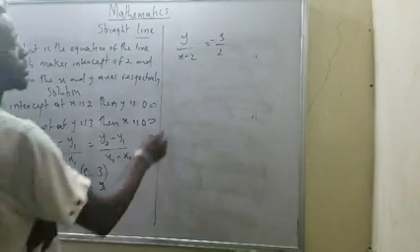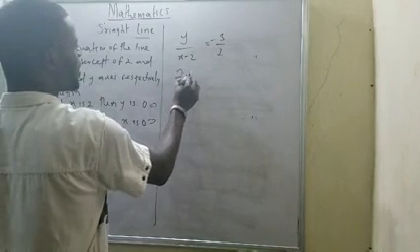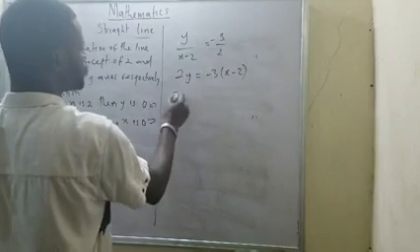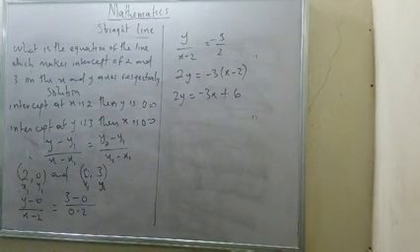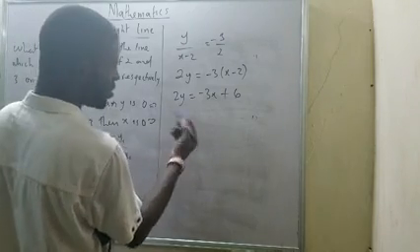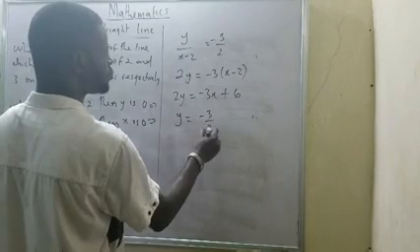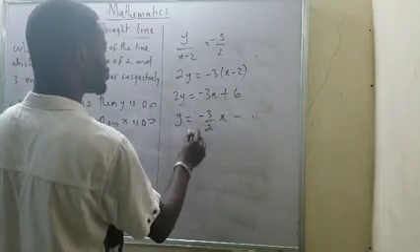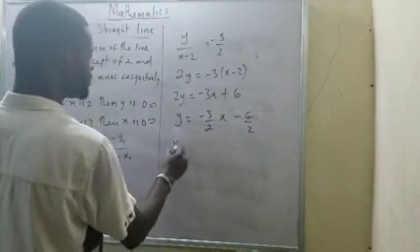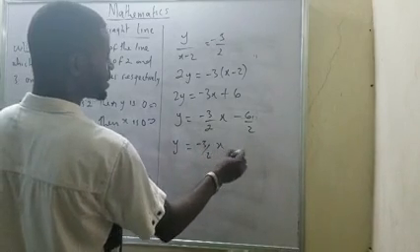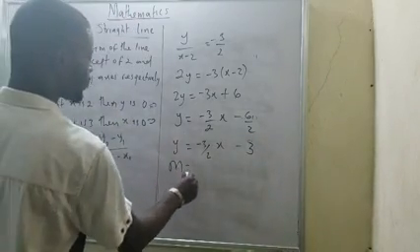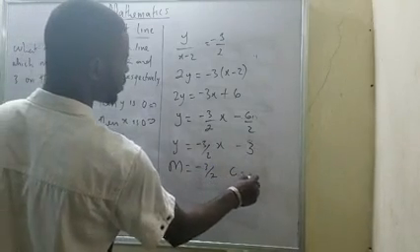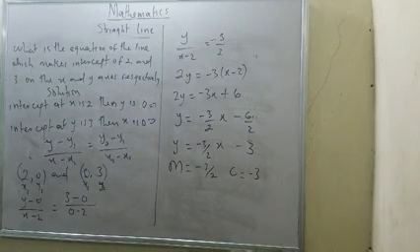Now I want to have it in the form of an equation. I'll be having 2y equals minus 3 bracket of x minus 2. 2y equals minus 3x plus 6. Now y equals minus 3 over 2 x plus 6 over 2. It means my y equals minus 3 over 2 x plus 3, so my m equals minus 3 over 2, my c equals 3. That is what I have for that. I think by this, you understand what the line is about.